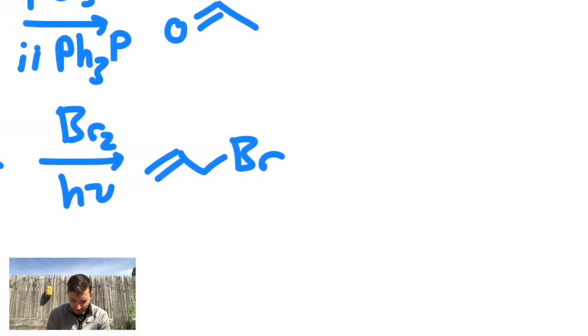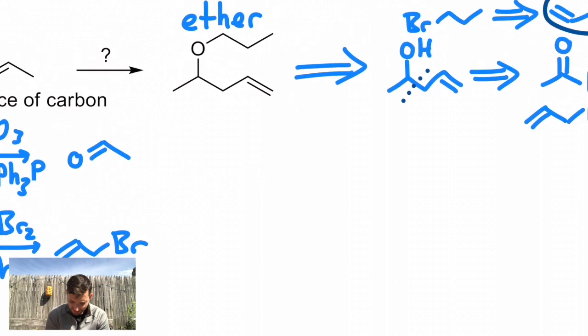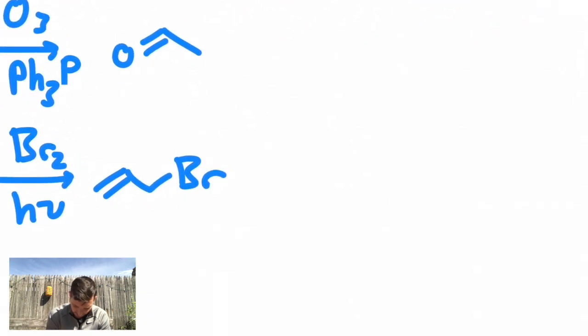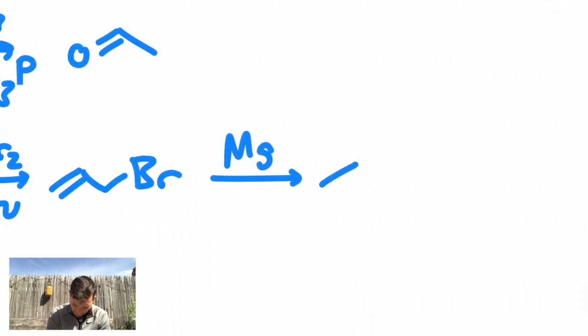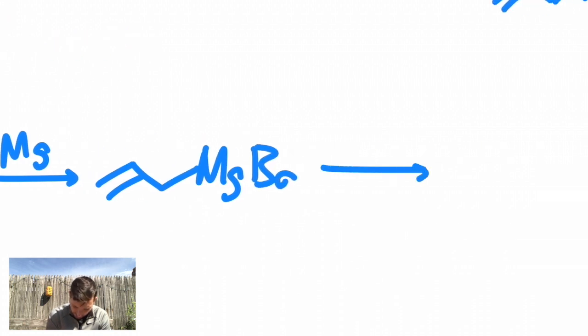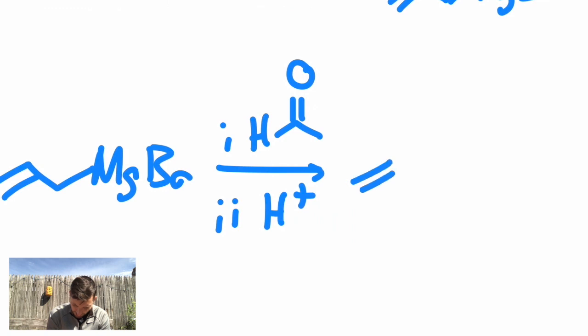I need to do a couple of other things to that. I need to convert that into a Grignard. That'll give me allyl Grignard. We can then react that with our aldehyde, which we already made. That gets me my 5-carbon secondary alcohol.